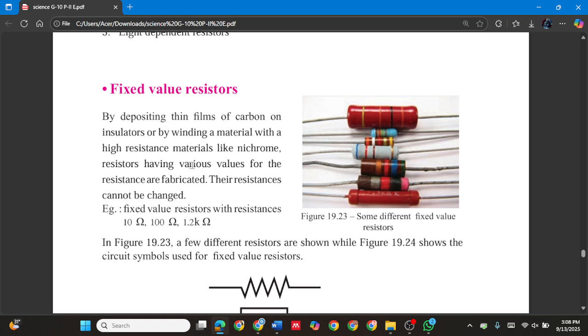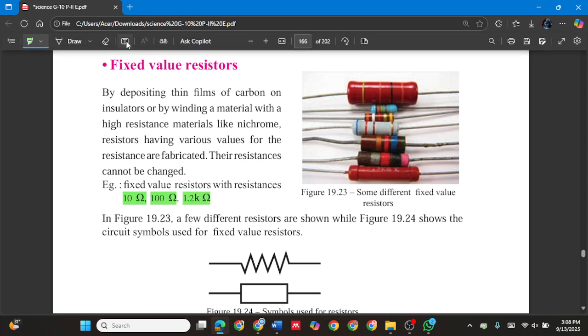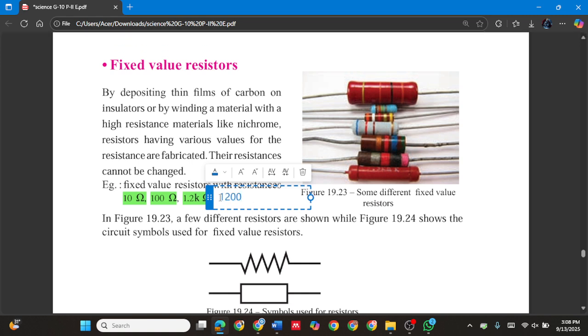Their resistance cannot be changed. Fixed value resistors have a fixed resistance. It could be 10 ohm, 100 ohm, 1.2 k ohm. That means 1.2 k means what? 1200 ohm resistors. Okay, so some different fixed value resistors.